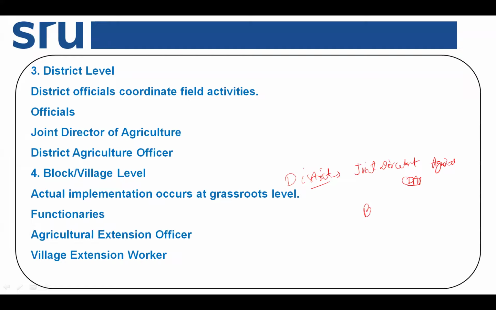Then coming to the block or village level, actual implementation works at the grassroots level. At the block level, the block agriculture officers are working, and at the village level, the basic implementation of the work happens at the grassroots level.